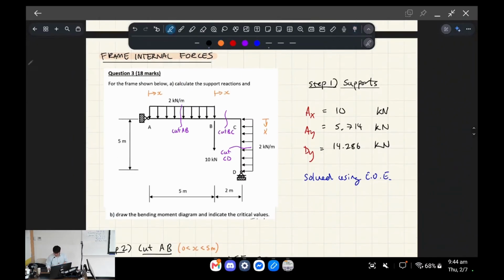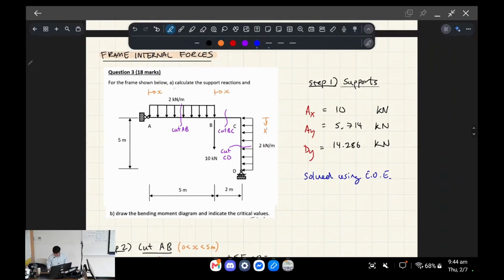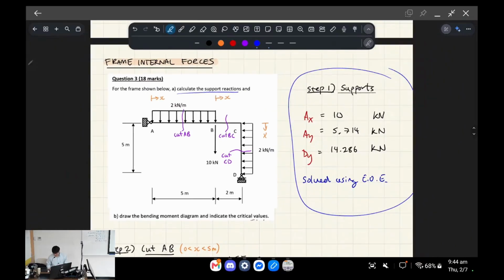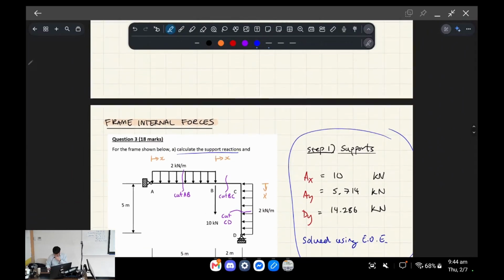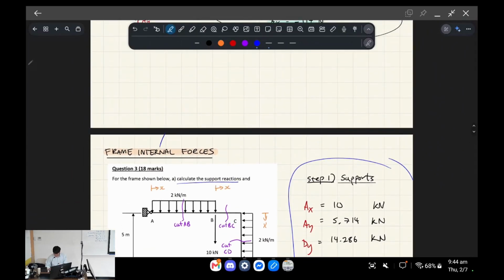What you'll see in this question is that we have to calculate support reactions, which we'll do. In fact, I've already done it because you guys are pretty familiar with that now. But the other thing is that the question just tells us to draw the bending moment diagram and indicate the critical values. However, I'm going to show you in this question 2 other diagrams, right?